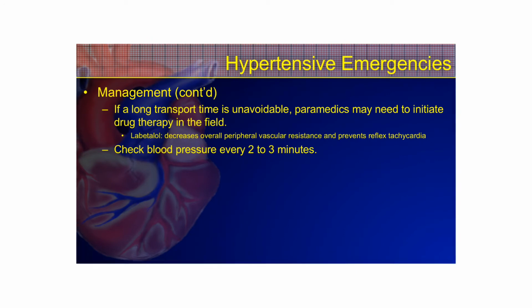If a long transport time is unavoidable, paramedics may need to initiate drug therapy in the field. So labetalol is a common treatment. Alpha and beta blocking properties decrease overall peripheral vascular resistance and prevent reflex tachycardia. Labetalol is contraindicated in patients with asthma and COPD. Keep the patient supine, measure the blood pressure at least every 2 to 3 minutes, especially if you're treating the patient, and stop the infusion when the blood pressure has fallen to the target level. So constantly monitor these patients that you're treating for hypertension and stop any treatment once they've reached their target level.